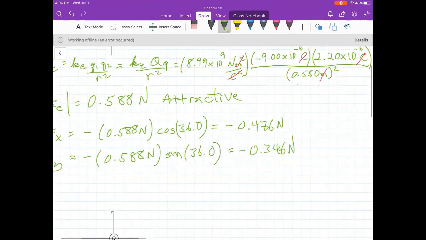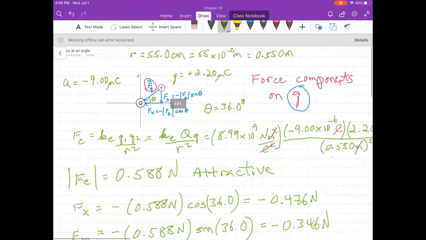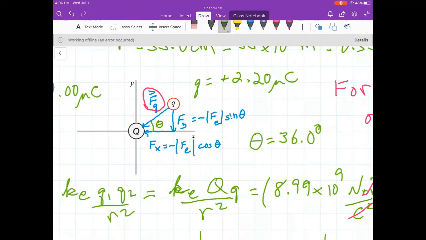That is a problem that illustrates how to get the components of the vector, because force is a vector, has a magnitude, has direction. The magnitude we get from the equation. We simply take the positive, we get 0.588 Newton. The components, we have to use some trigonometry. We have to have a picture of how this thing is oriented.